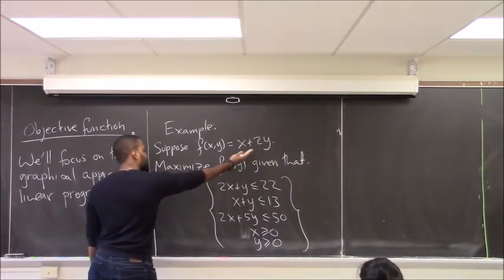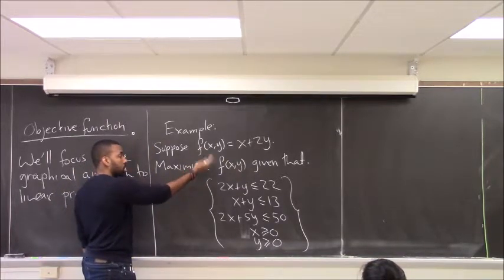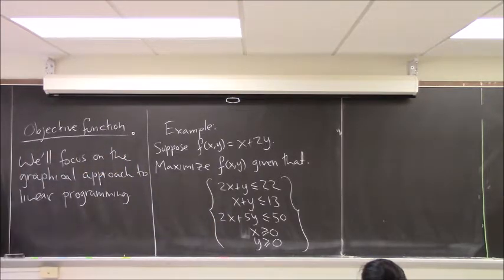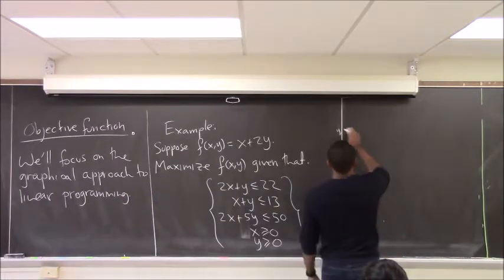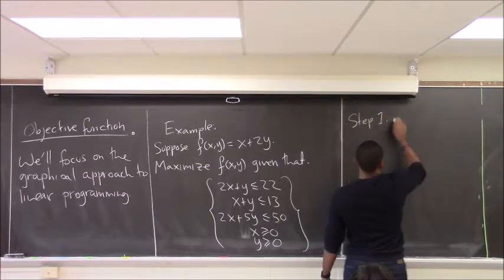However, this is something you care about a lot, and you want that to be as large as it can possibly be, given that you have these restrictions on the variables. How would you actually go about doing that? Well, step one, find the feasible region.